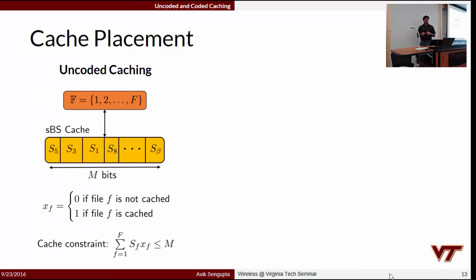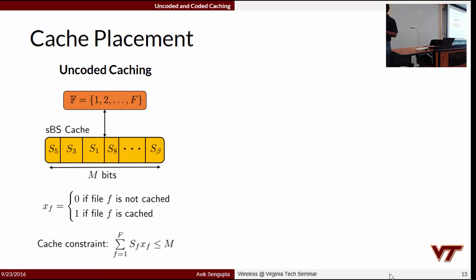There are two concepts in cache placement. One would be uncoded caching and the other would be coded caching. Now, uncoded caching assumes that you are allowed to place only full files into the cache. So if you are given M bits, you can divide the M bits any way you want, but you can only place entire files. You cannot place arbitrary fragments of files in the caches. So that is the meaning of uncoded here. There is no channel or network coding right now.